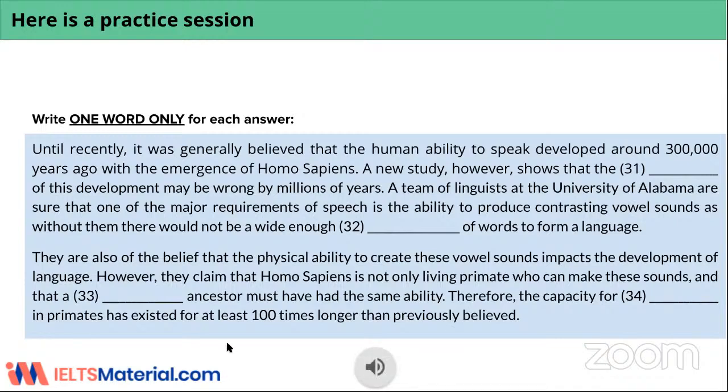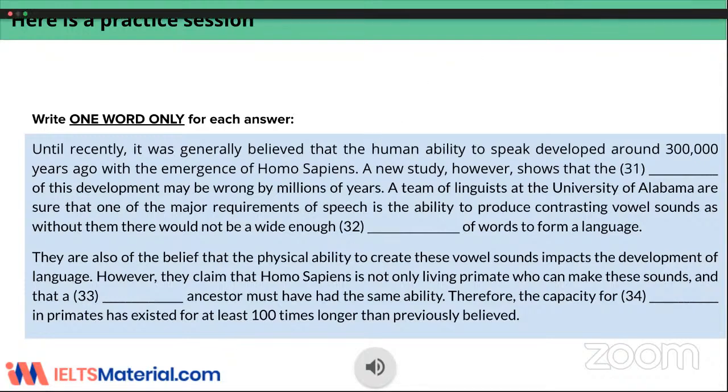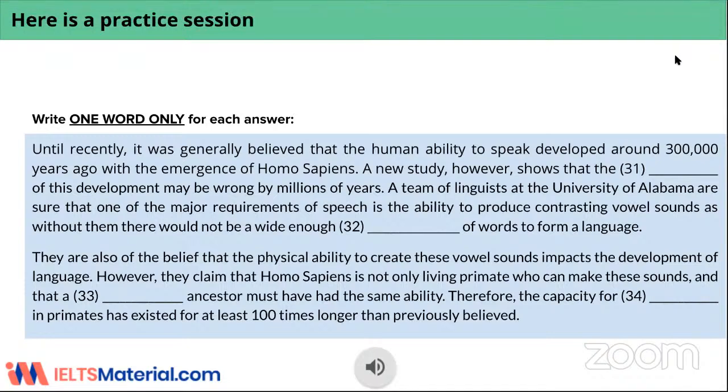Many scientists believe that human ability to speak only emerged around 300,000 years ago with the arrival of Homo sapiens and their ability to create a broad range of vowel sounds that previous hominids were incapable of. But a new study on the vocalization of other primates seems to indicate that the timing of the development of speech may be off by several millennia.